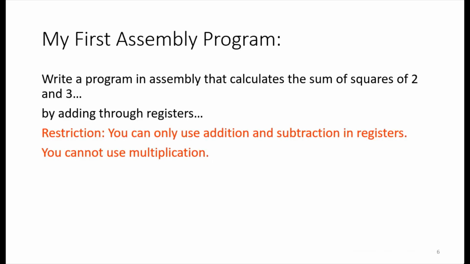The problem statement is that we have to calculate the sum of squares of 2 and 3. There is a restriction that we cannot use the multiplication instruction, but we have to use only addition to take the squares of 2 and 3. And we know that we can take the square of a number by adding the number to itself.